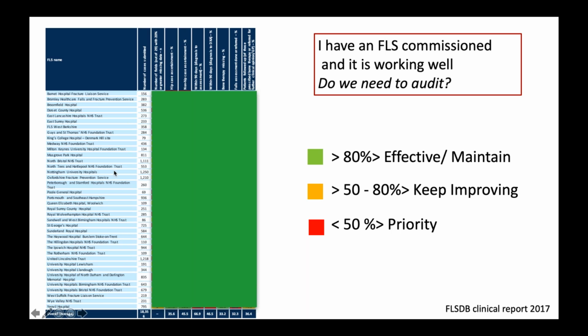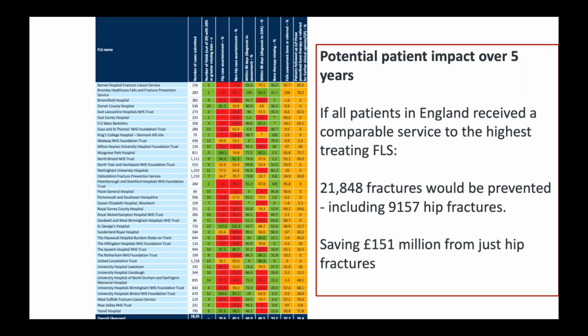Why is it worthwhile? We've done some preliminary work: if all of the FLSs in the UK were as good as the best FLS, we would save an additional £151 million just from the hip fractures. And this just shows you how far the spread is in the delivery of FLS within a country. You'll have good FLSs, better FLSs, and FLSs that are red. And if you can just shift them up, the reward is enormous because hip fractures are just so dangerous.